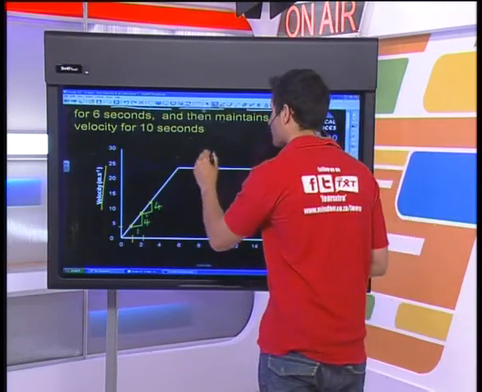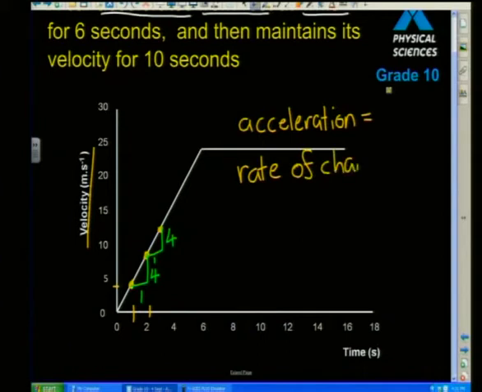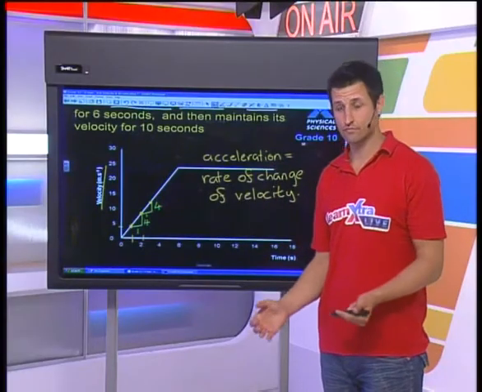So acceleration, how would I describe acceleration? Acceleration is equal to, and this might seem very familiar, the rate of change. And you need to know this. So the rate of change of velocity. There we go. It's the rate of change of velocity. Wait a minute, rate of change, I've heard that before. Rate of change is the gradient.